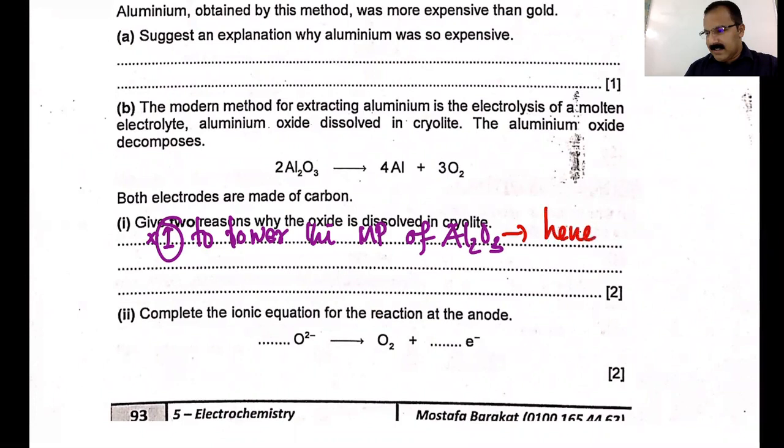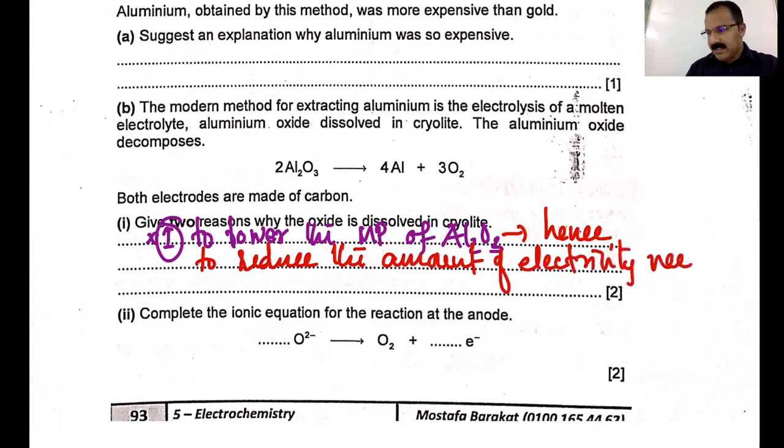Hence, to reduce the amount of electricity needed. So the amount of electricity needed will be reduced. And if the amount of electricity needed is reduced, the cost of production also will be reduced.